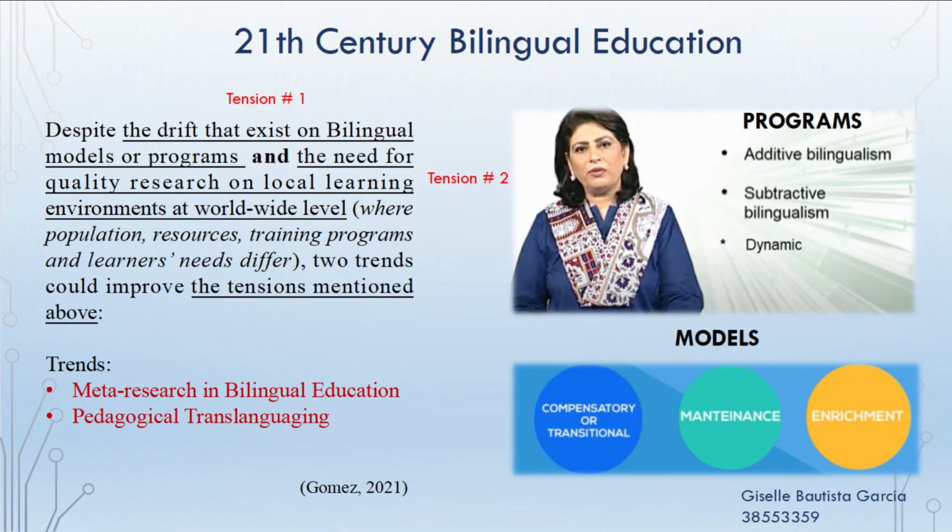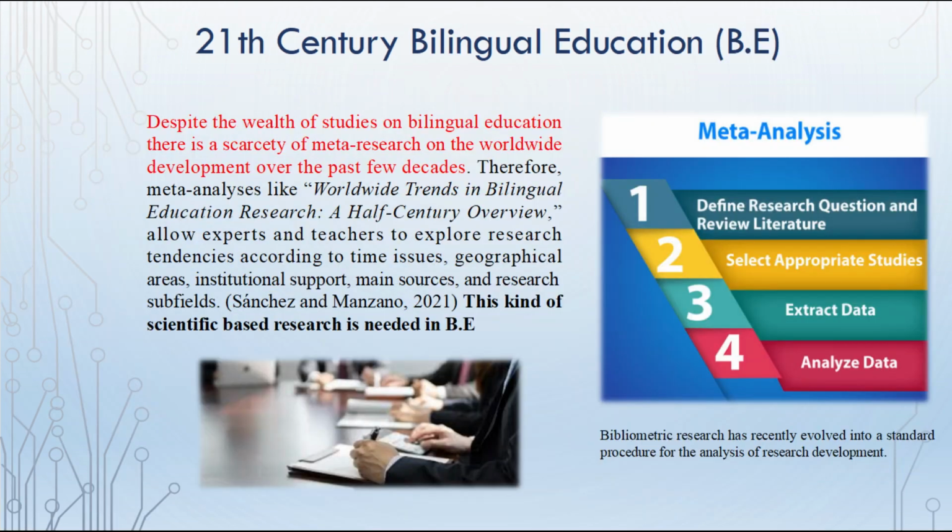21st century bilingual education. Despite the drift that exists on bilingual models or programs and the need for quality research on local learning environments at a worldwide level, where population, resources, training programs, and learners' needs differ, two trends could improve the tensions mentioned above: the meta-research in bilingual education and the pedagogical translanguaging trend.